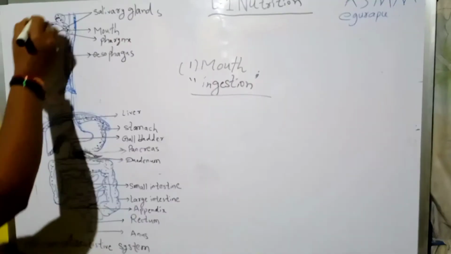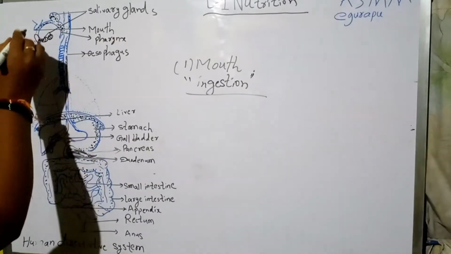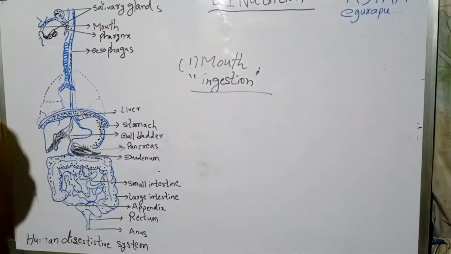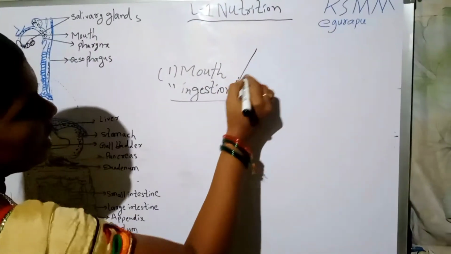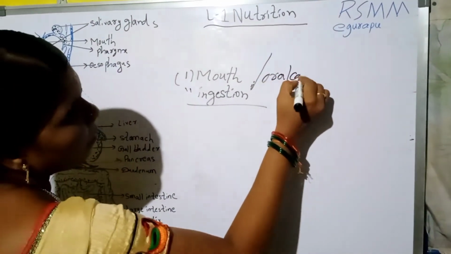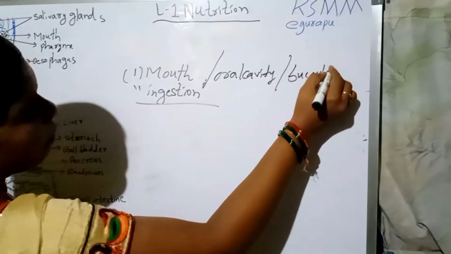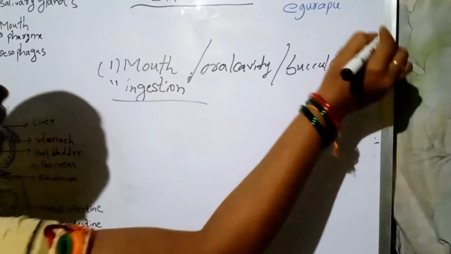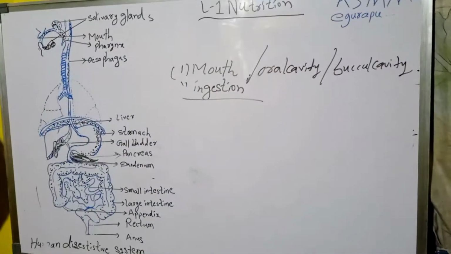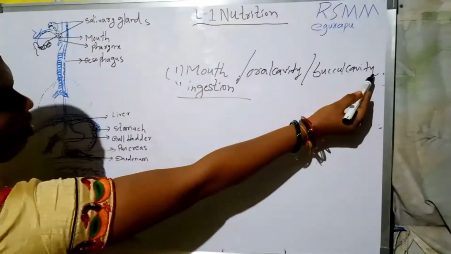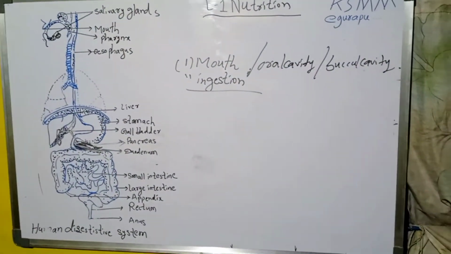We have space in our mouth. That space is called the oral cavity or buccal cavity.